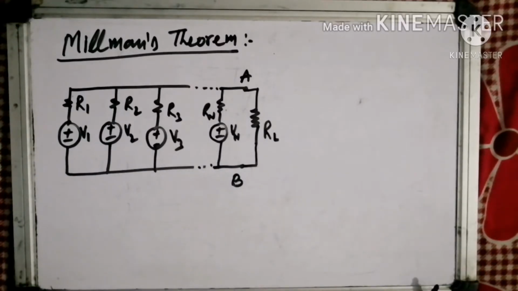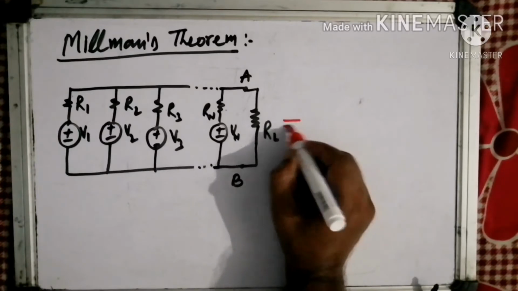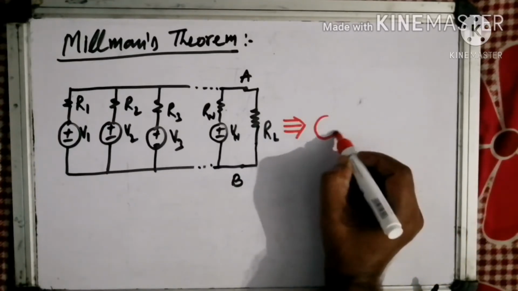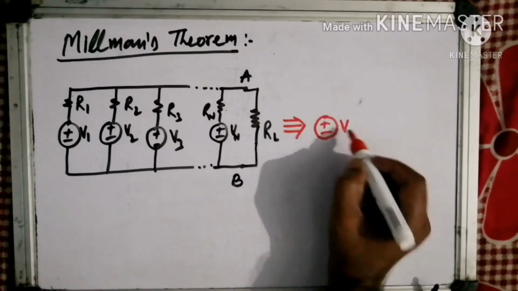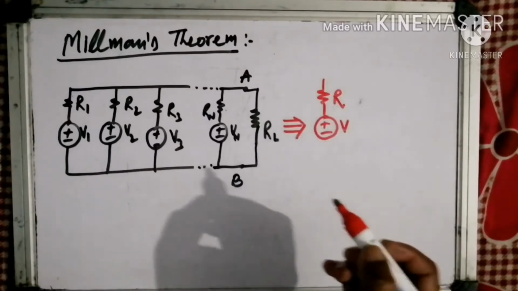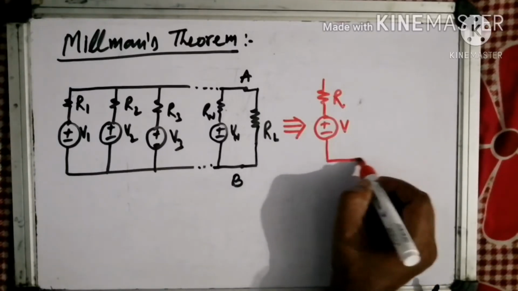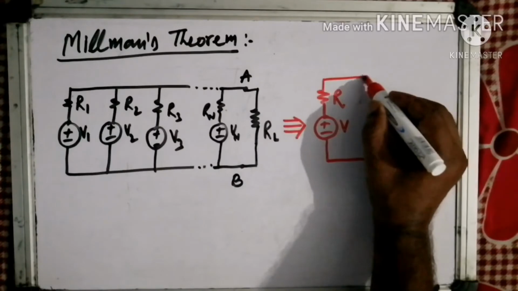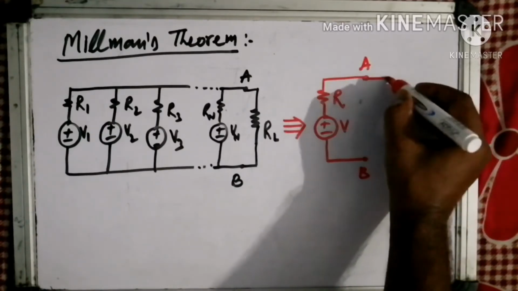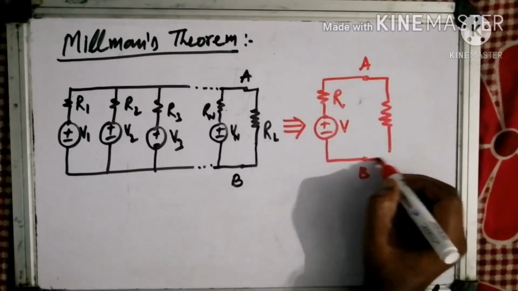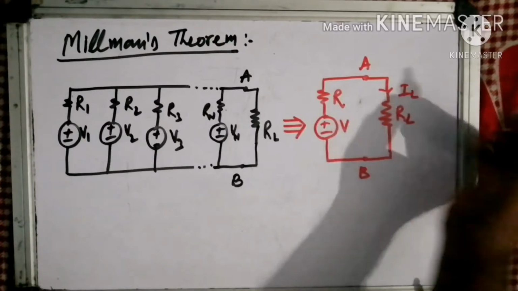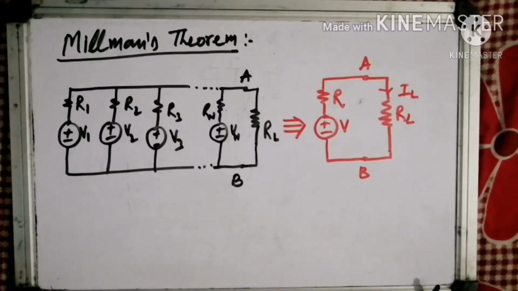According to this theorem, we can make an equivalent circuit diagram containing a single voltage source along with resistance R in series, and these are the points A and B. Load resistor is connected over here. Right? Current through the load resistor is IL.